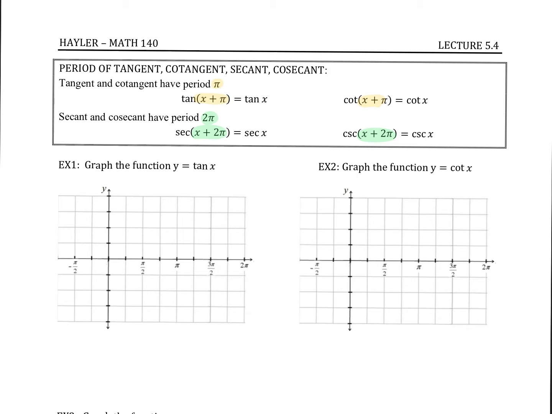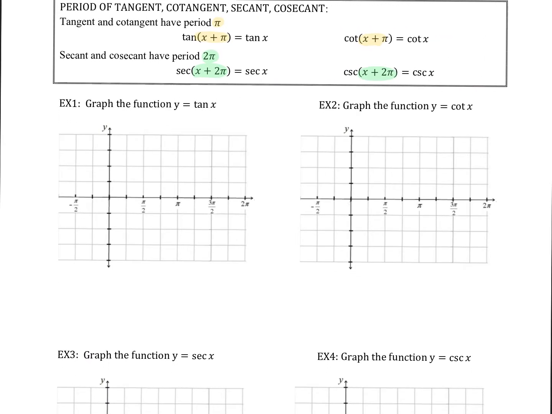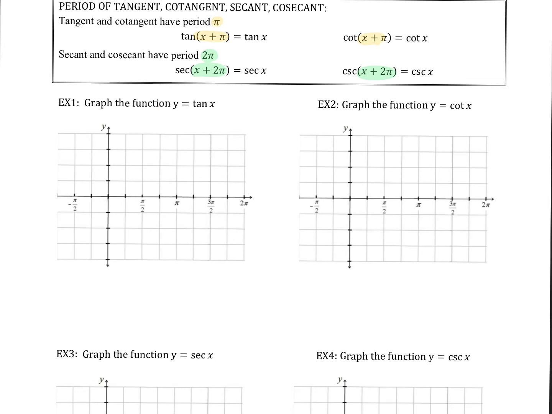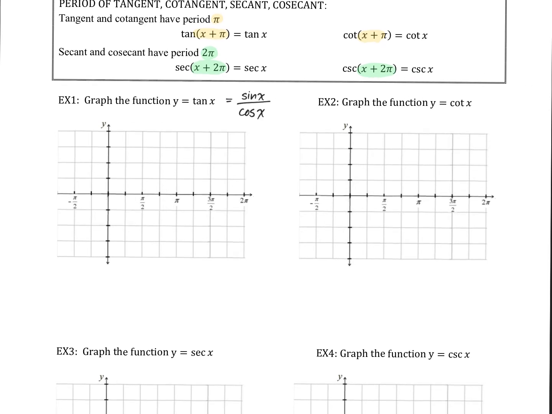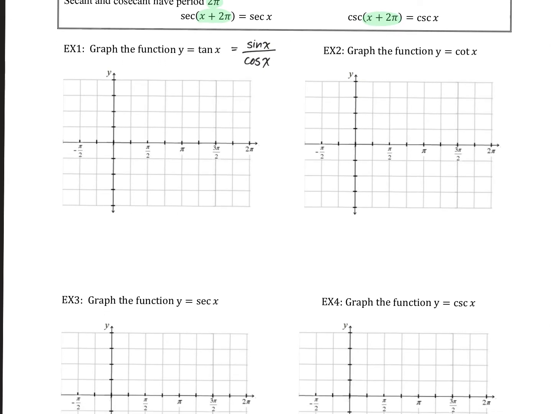For example 1, we're going to graph the function y equals tangent of x. One of the easiest things to remember for graphing these other functions is they're based off of sine and cosine. Remember, we create them kind of from sine and cosine. And if you recall, tangent is sine of x divided by cosine of x. So we're going to point out the main points that I would like to see when you're graphing these.